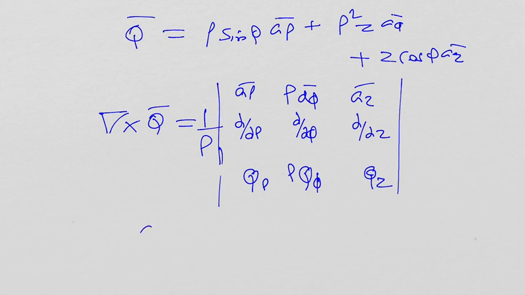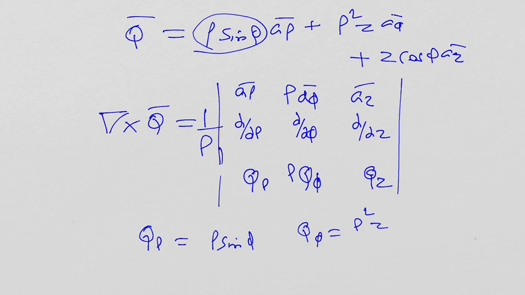Okay, so using this you can evaluate, because in this case Q rho, what is the rho component? It is rho sine phi. What is the phi component of this Q vector? It is rho squared z. What is the z component of this vector? It is z cos phi. So by substituting those components into this matrix, you can evaluate the determinant of it and multiply it by 1 by rho to know the final answer, right?